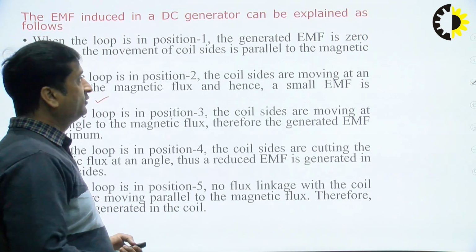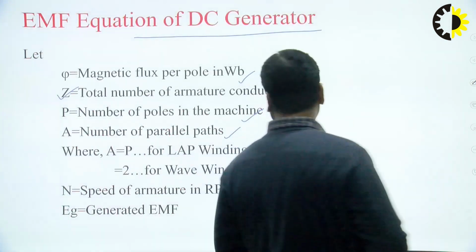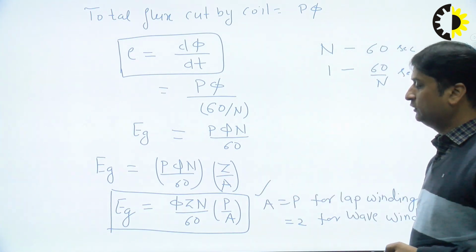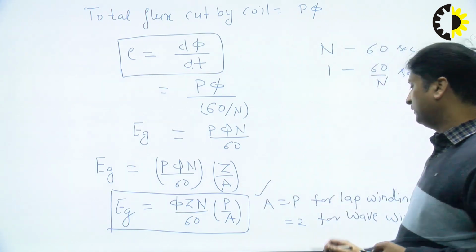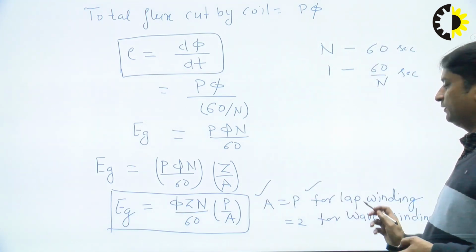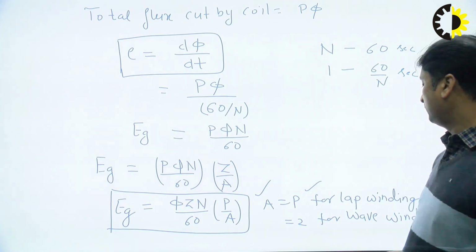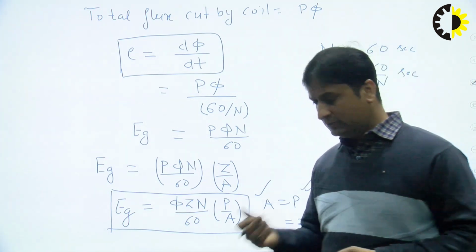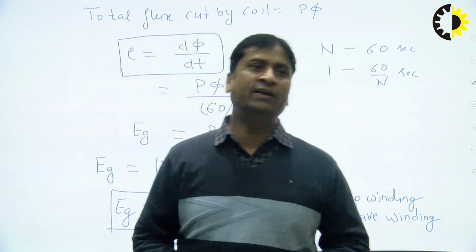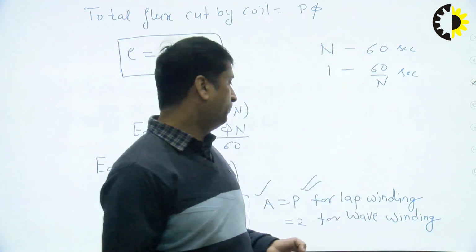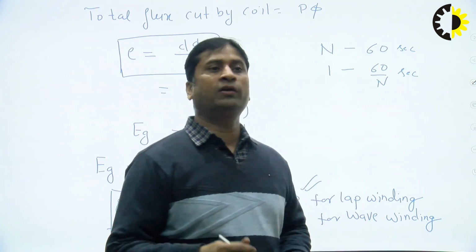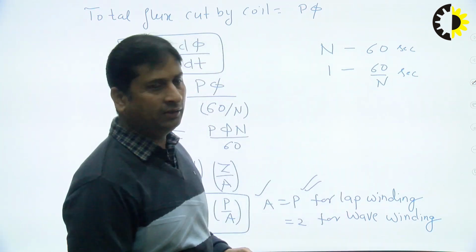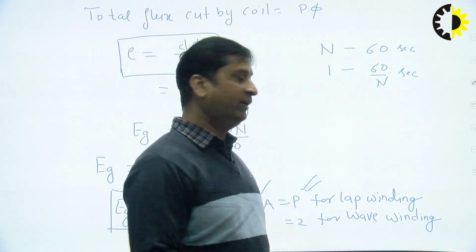Then the EMF equation of the generator: phi Zn upon 60 into P upon A. A is the number of parallel paths: for lap winding A is equal to P, and for wave winding A is equal to 2. This is essentially for simplex winding, because lap winding may be simplex, duplex or triplex. Based on that, A is equal to P, twice P, or thrice P. But for the basic fundamentals, we generally use simplex lap winding.